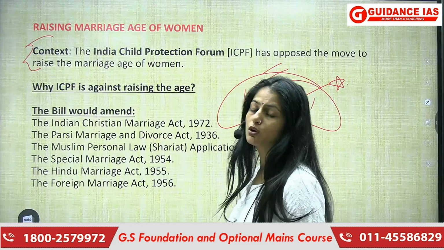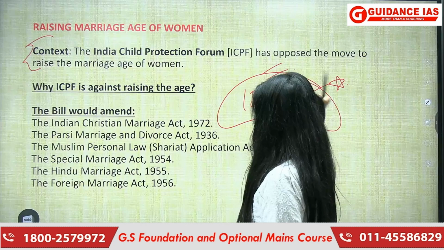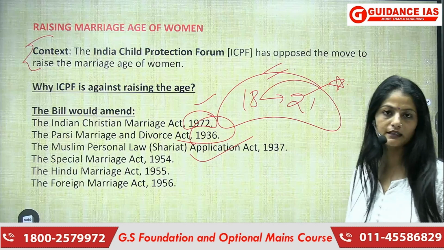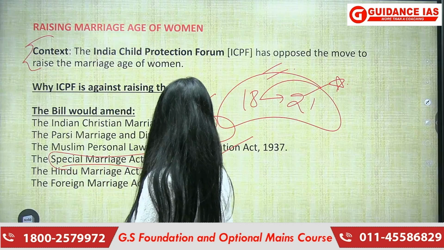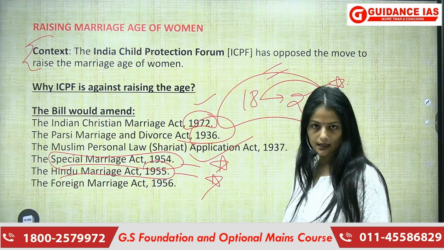And what are those certain provisions? Or what are those certain bills we need to get the amendment done in? The first one is the Indian Christian Marriage Act of 1872. The second is the Parsi Marriage and Divorce Act of 1936. Then the Muslim Personal Law, or Sharia as we call it, Application Act 1937. Then we have the Special Marriage Act of 1954. Again, a very important one. We'll be dealing with this in detail in a while. And then we have the Hindu Marriage Act of 1955. Again, an important one. We will be understanding it in detail in a while. Again, the Foreign Marriage Act of 1956.